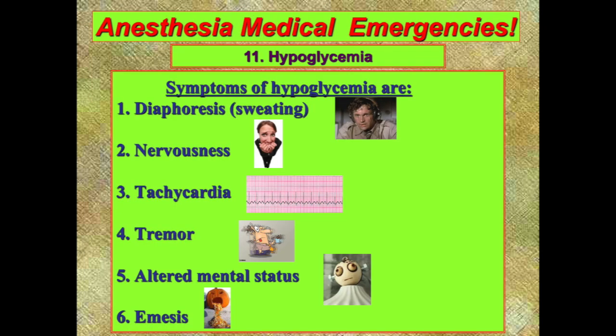Let's talk about hypoglycemia. So this is going to be low blood glucose, low sugar. Symptoms are, and it's going to be really similar to the vasovagal response, sweating, which is called diaphoresis, jitteriness, nervousness, tachycardia, tremor, altered mental status. They may be talking or vocalizing funny, if at all, and then emesis can also occur.